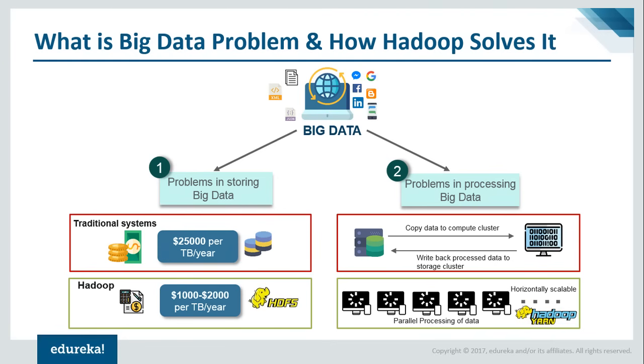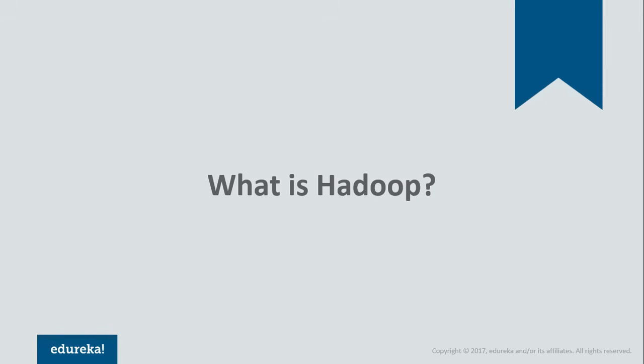We'll talk more about HDFS and Hadoop Yarn in the coming slides, so don't worry about that. I'll be explaining how exactly parallel processing happens and what distributed storage is. All right, so basically Hadoop has solved the main problem associated with big data, which is to store the big data and process it. Now let us understand what exactly is Hadoop.